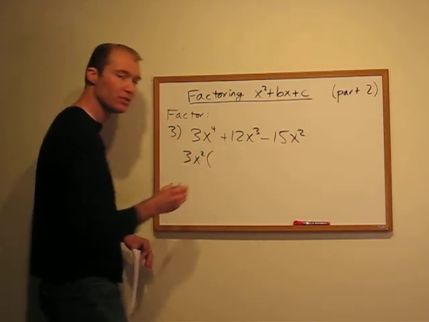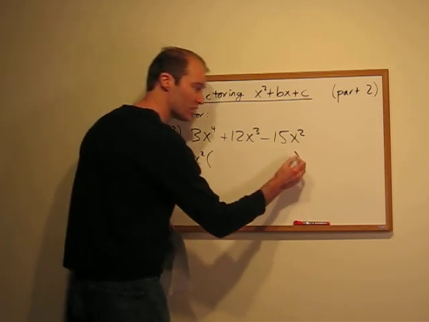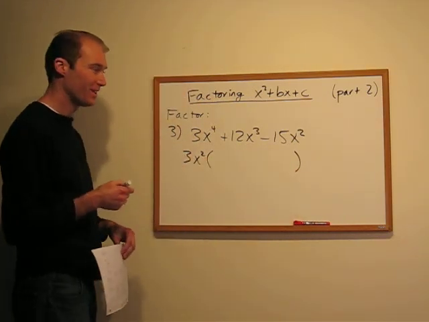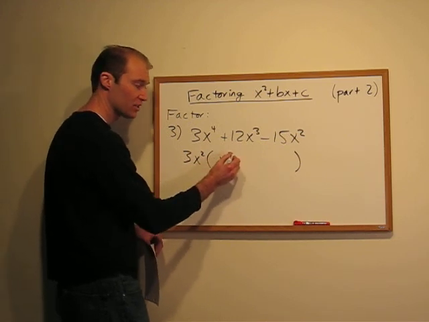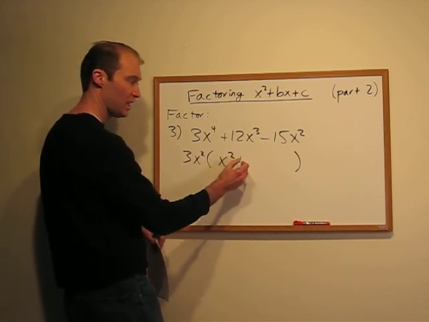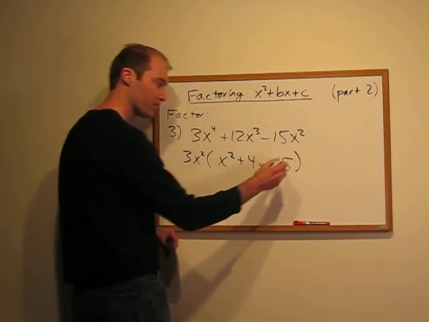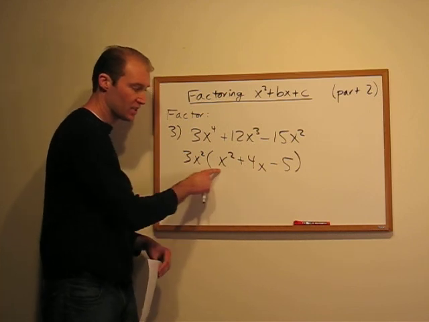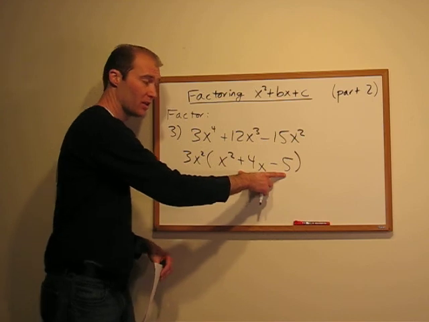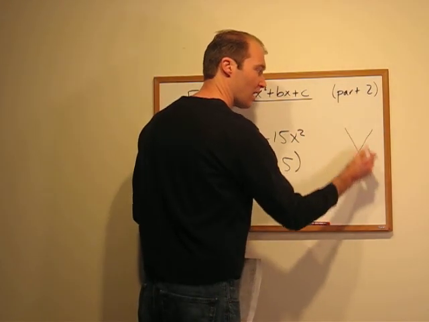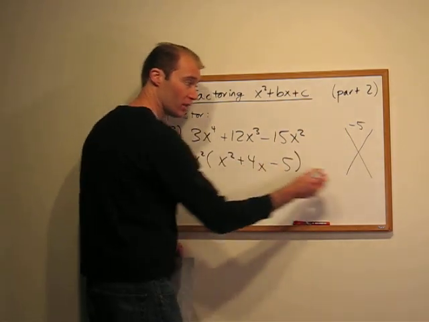It's important to always look for the greatest common factor and factor that out first, because that's going to leave us with something simpler to deal with. So factoring out 3x squared, what's left is x squared, and then plus 4x and minus 5. Right on. Now this is in the form that I want. I'm just going to focus on this part. I put the negative 5 from here up here. I put the 4 down here.